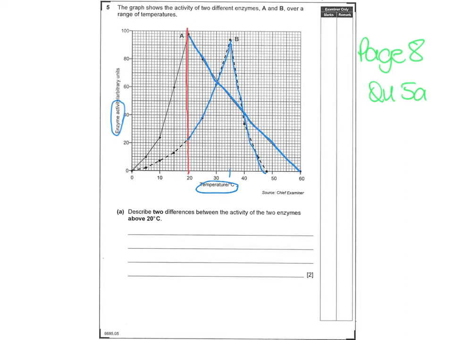Any other difference between the activity? Well, if we look at the rate of activity, A, whoops, that line wasn't drawn too well. A has a much higher rate of activity than B. Now, I would need a ruler and you need to draw it more accurately, but you could say that the maximum rate of activity of enzyme A is faster or bigger than the maximum rate of enzyme B. So there you've got two differences between the activities of those two enzymes.